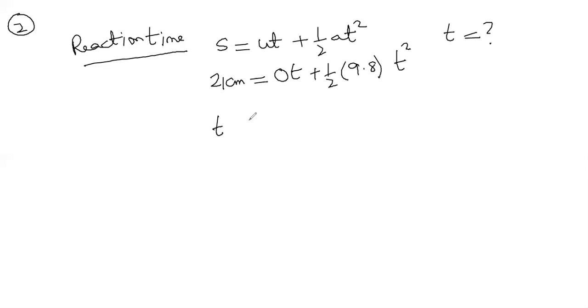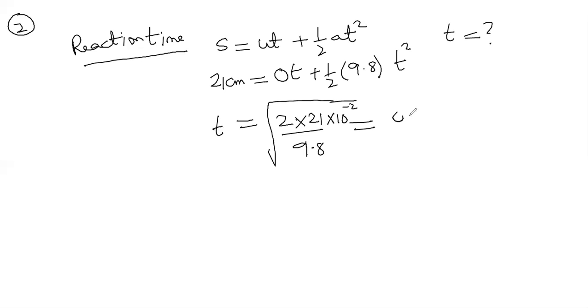Then in your textbook, what would you get? 2 into 21 centimeters divided by 9.8, the root of this. This is what you will get as your reaction time. This is there in your textbook. But mind it, this is centimeter and this is meter per second square. Centimeter is converted into meter, 10 power minus 2. Now, if you do all this, you are going to get 0.21 seconds.